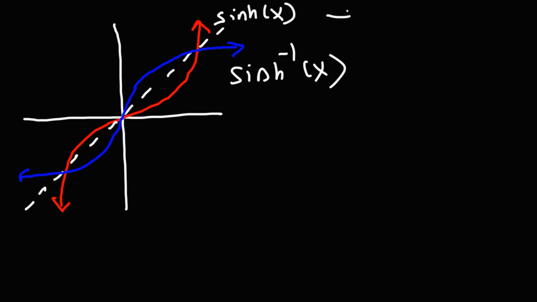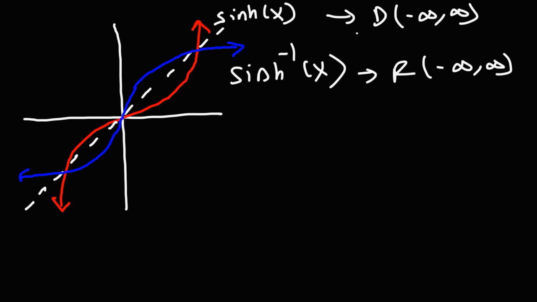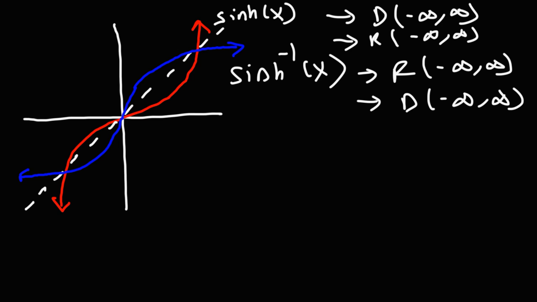Now the regular hyperbolic sine function has the domain all real numbers. The domain of the regular function becomes the range of the inverse function. So the range is going to be all real numbers. The range of the regular hyperbolic sine function is also all real numbers, and that will become the domain of the inverse hyperbolic sine function.